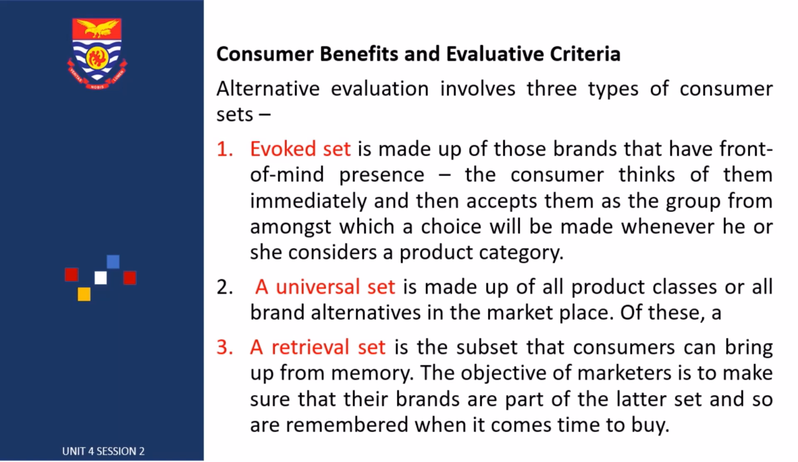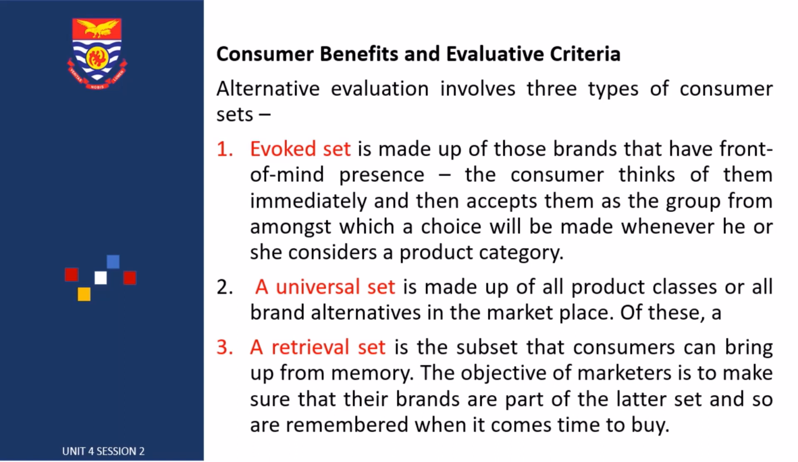So the consumer thinks of them immediately and then accepts them as the group from amongst which a choice will be made whenever he or she considers a particular product category. Then we have the universal set, which is made up of all the product classes or all the brand alternatives in the marketplace. Here you don't have anything in mind, but as soon as you want to make a decision, you think about all the kinds of food that are in the market. Then we have the retrieval set, which is the subset that consumers can bring up from memory.